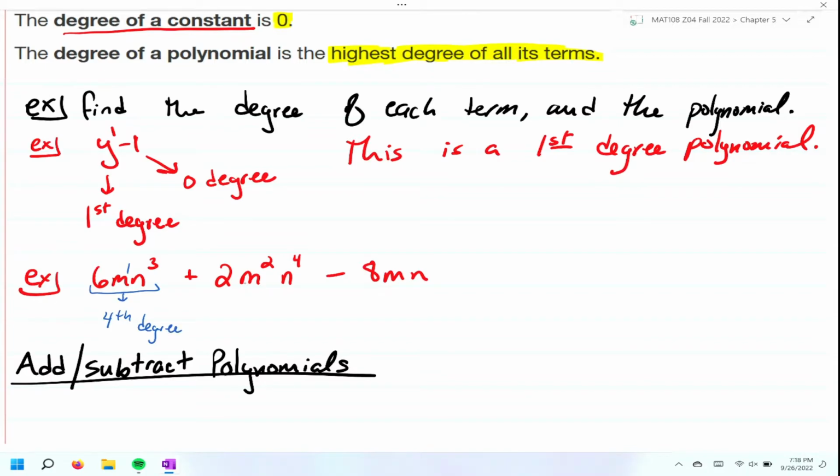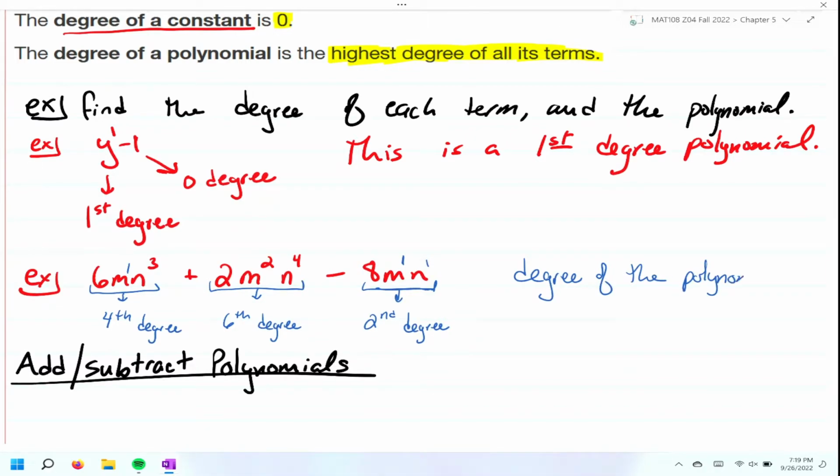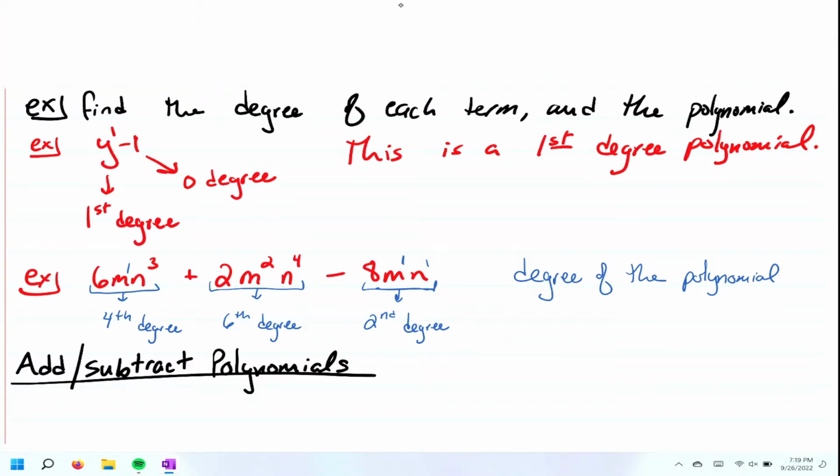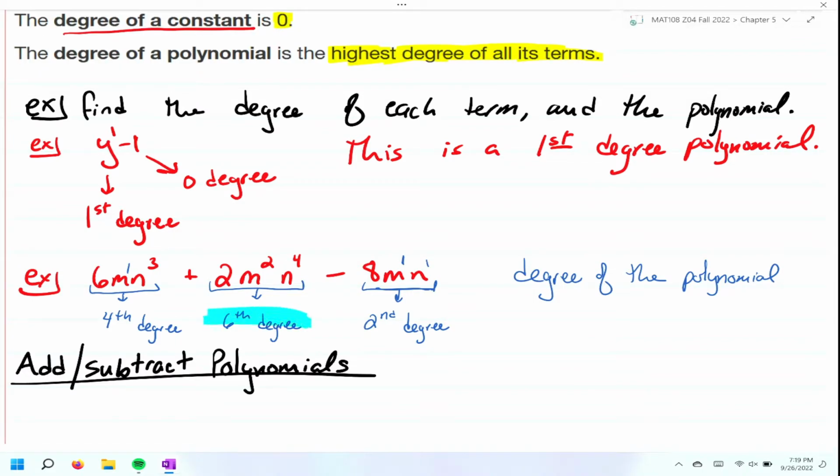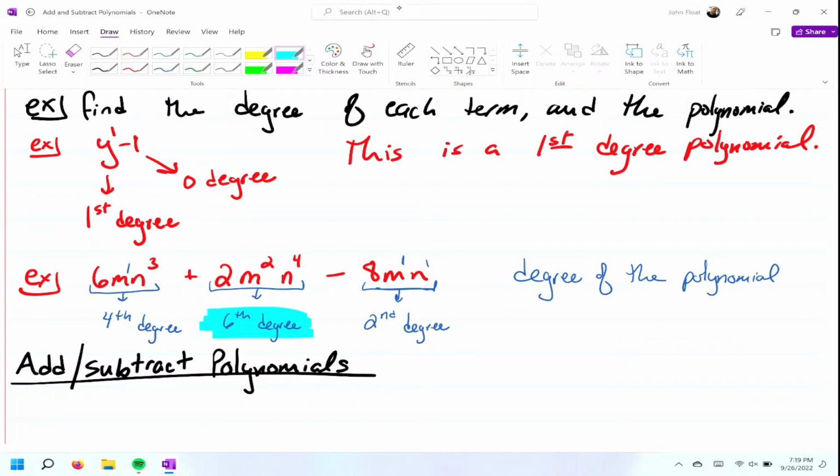Now the middle term, 2 plus 4 is 6. So this is a sixth degree. And then finally, the last term, the m and the n are both raised to the first power. So we would call this a second degree. Now, the degree of the polynomial here is going to be the highest degree of all of its terms. So that is going to be right here. So this is a sixth degree polynomial.